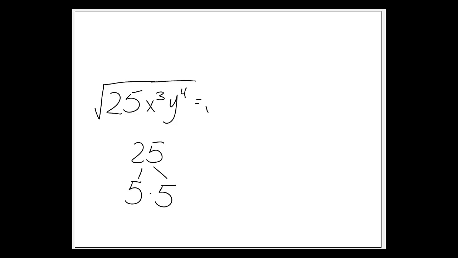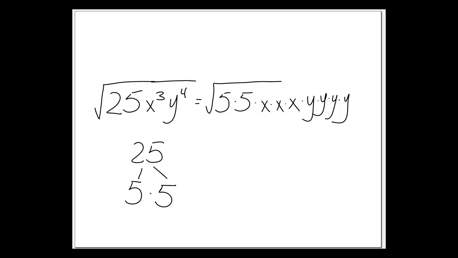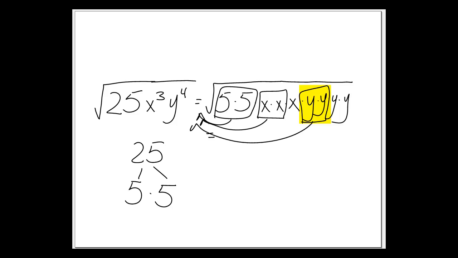So we're going to write this as the square root of 5 times 5, x to the 3rd as x times x times x, and y to the 4th as y times y times y times y. And I make sure I've extended my root sign over everything. Now, since we don't have the index here and we're looking for 2's, we have 2 5s here that we will pull out. We have 2 x's here that we will pull out. And we have 2 y's here that we'll pull out, and another set of 2 y's here that we'll pull out.